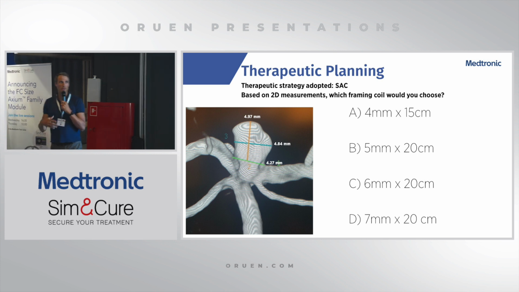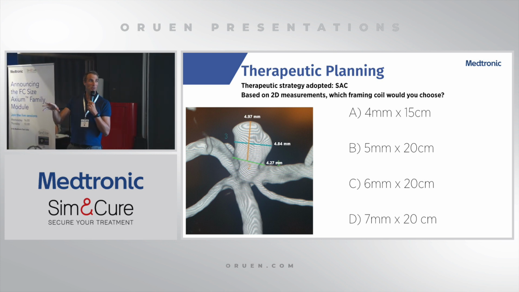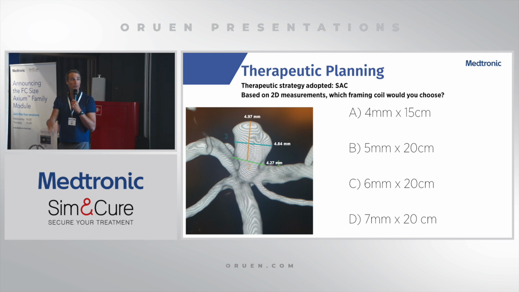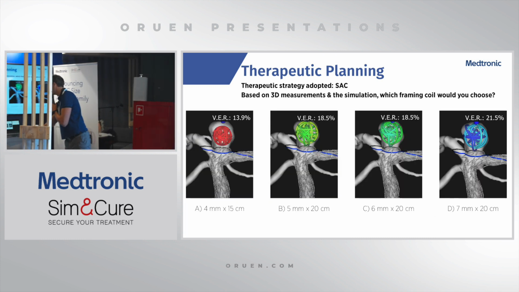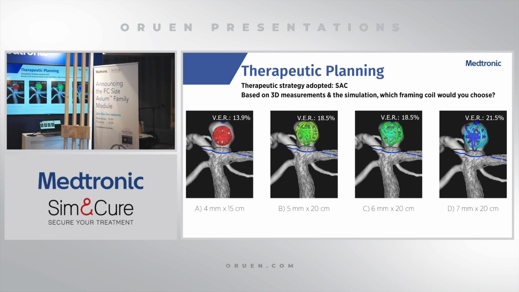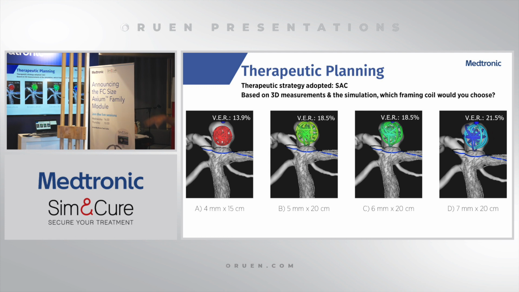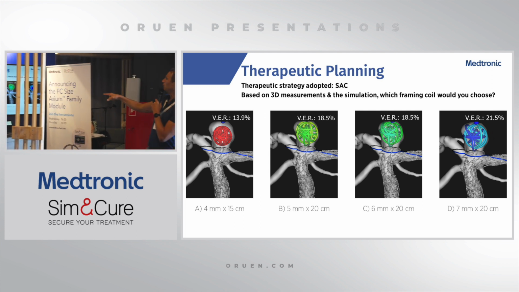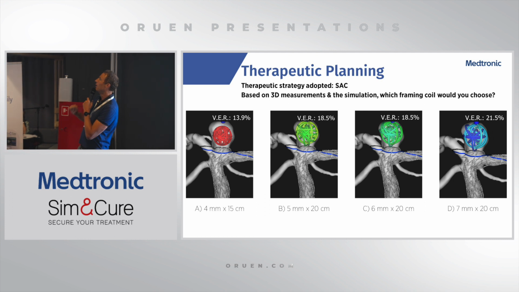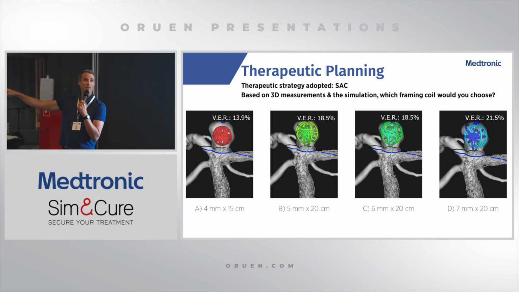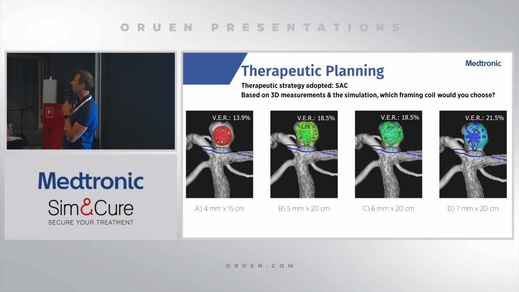Let's think that you have your simulation software inside the room, and then you see what it will give in the patient. So this is what the 4 by 15 will give on the left, meaning the red color means there is no apposition, and the volume embolization ratio will be 13%. If you give a 5 by 20, you will have 18% of filling, and the apposition is good, green. If you give a 6 by 20, you will have 18% of embolization filling, but you start to have a strong apposition on the wall.